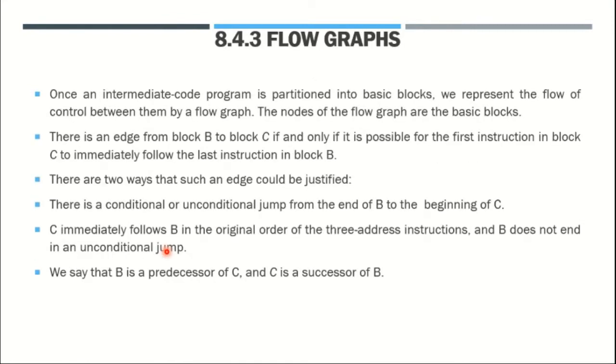Now we know how to construct flow graphs. As we discussed previously, while constructing the flow graph, first of all we divide the intermediate code representation into basic blocks, and then represent each basic block as one node in the flow graph. So while constructing the flow graph from basic blocks, we mainly use several rules.